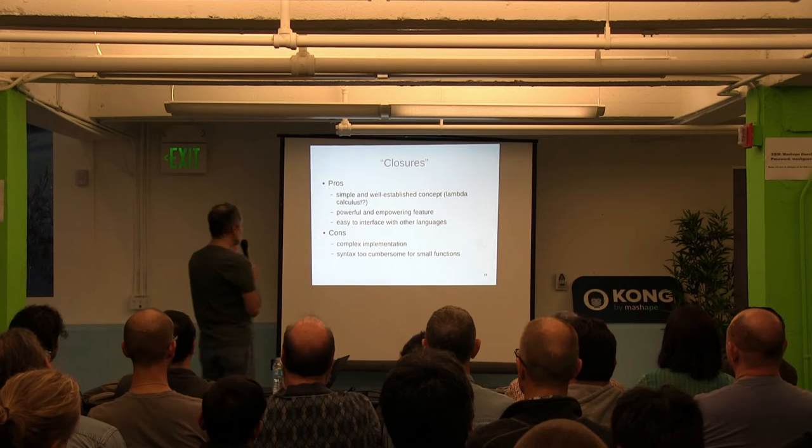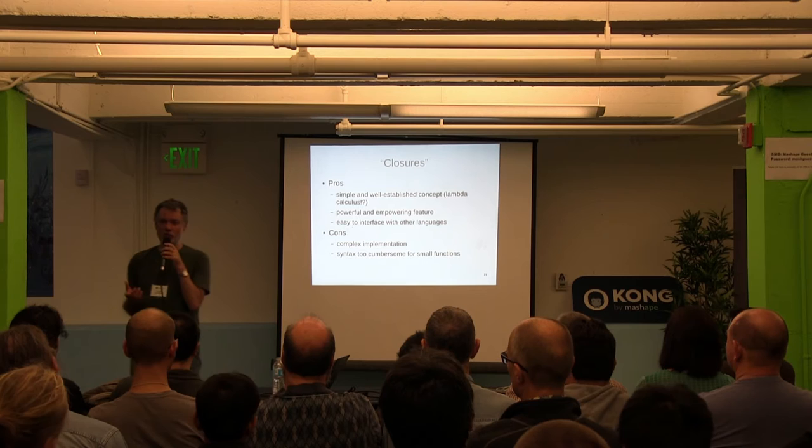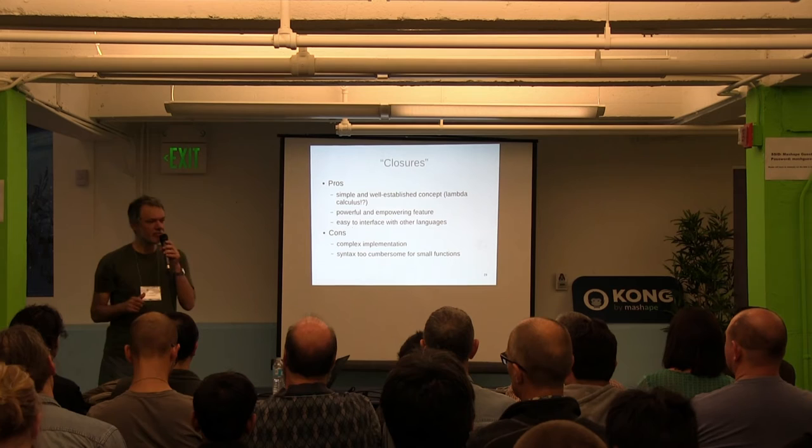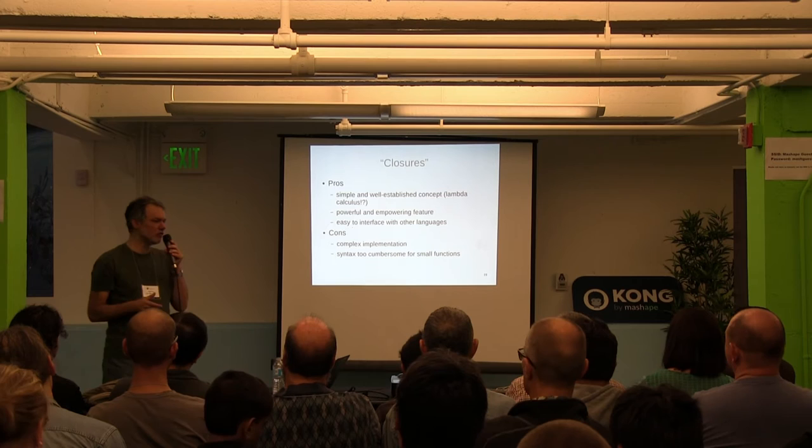The bad parts, well, of course, the implementation is maybe one of the most complex parts in the implementation of Lua. It's very tricky to implement closures correctly with exactly the right variable scope. That's why several languages don't have variable scoping. That's much easier to implement.